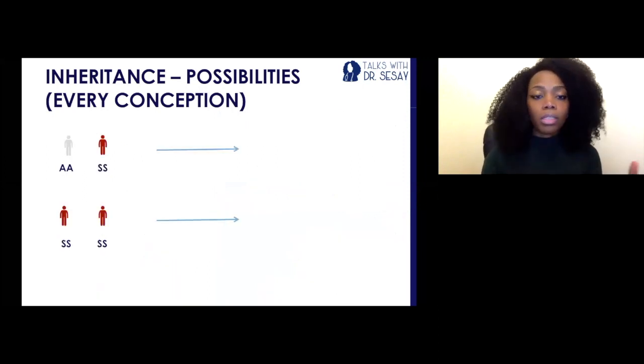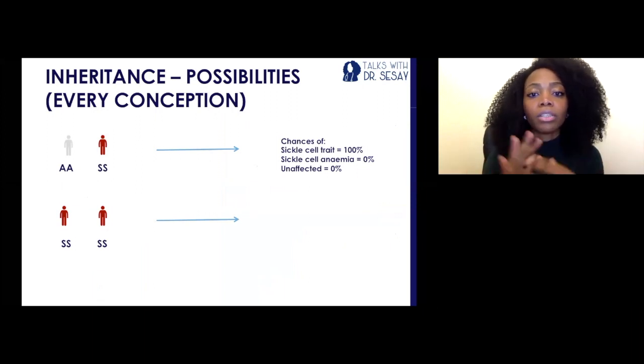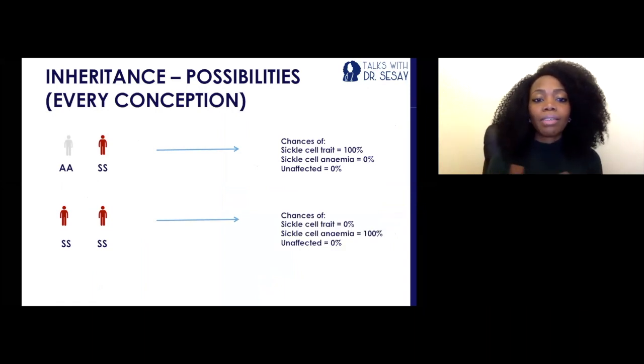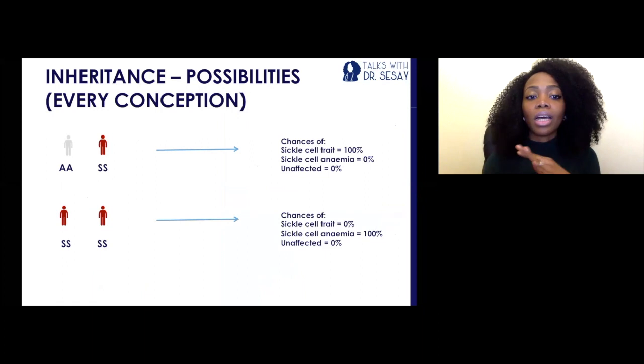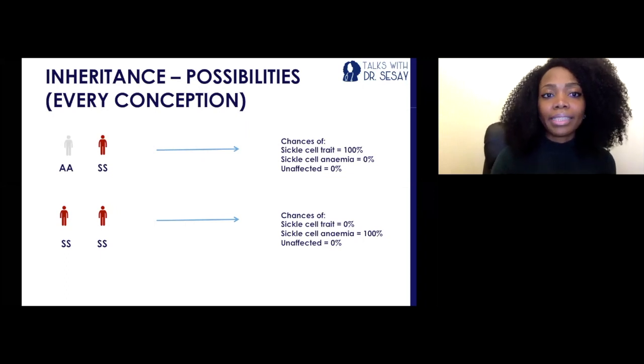And then other possible combinations: if one parent is completely unaffected and has the normal genes, and the other parent has sickle cell anemia, the chance of having sickle cell trait is 100%, and there are no other possibilities. And if both parents have sickle cell anemia, again, there's a 100% chance that the children will have sickle cell anemia, and there's no other possibility. I hope that makes sense.